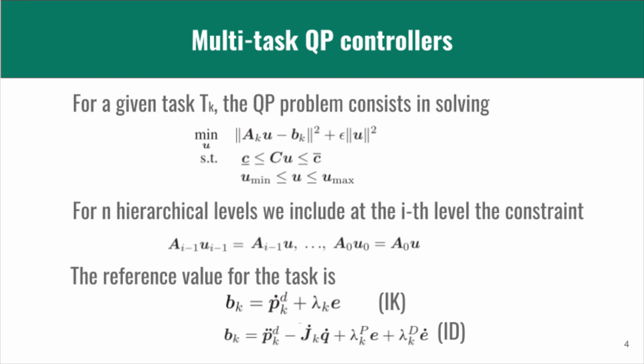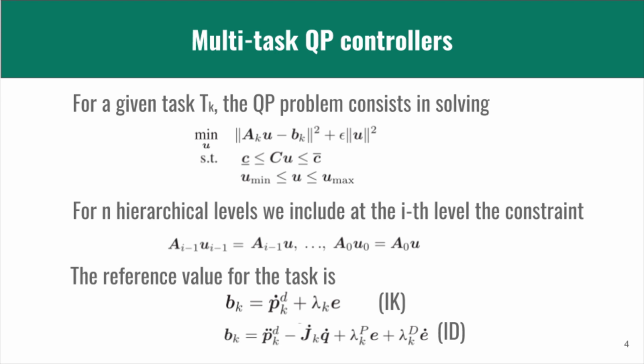For a given task, the QP control consists in solving the following optimization problem at each control time step, where x is the control input vector, for example joint velocities for inverse kinematics or joint torques for inverse dynamics, A is the equivalent Jacobian matrix of the task, epsilon is a regularization factor used to handle singularities, the constraints concern quantities like the control input limits, dynamics, collision avoidance, and contact-related constraints, and B is the reference for the task.